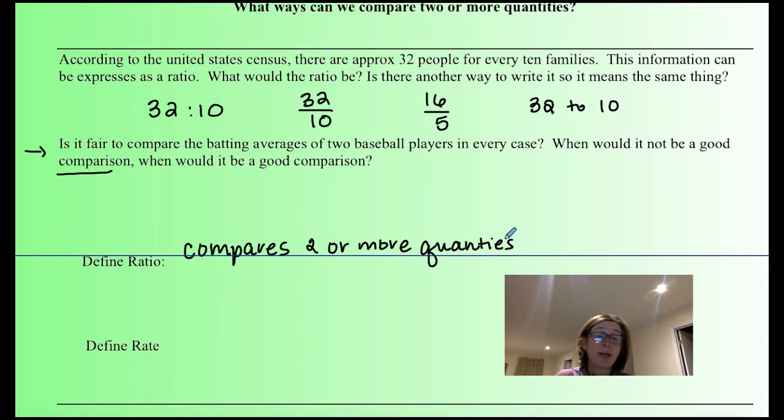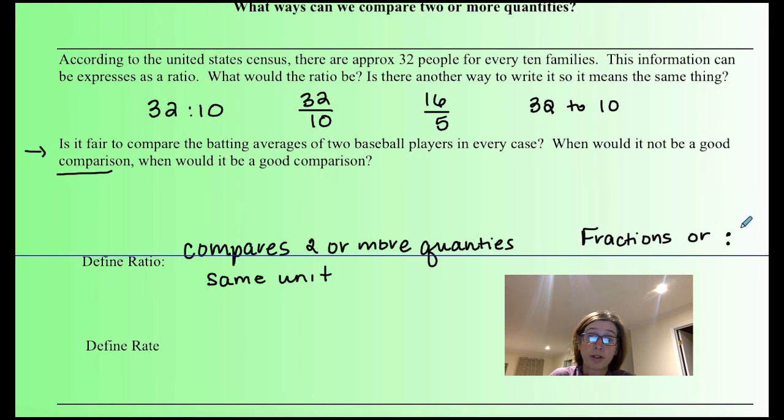But the thing about a ratio is that we want them to be in the same unit, okay? So they have to be in the same unit. Otherwise, you can't compare them. So if you have meters and centimeters, you really need to put them into the same units, okay? All right, you can write them as fractions or with colons or with the word "to."